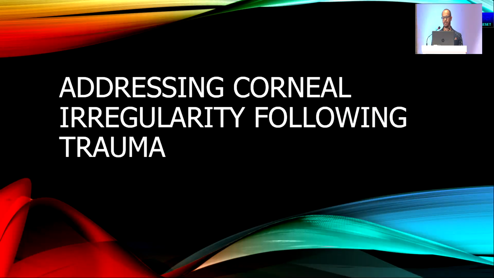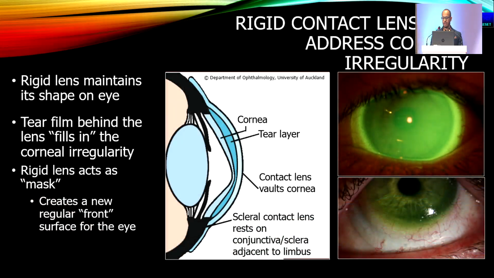So first of all, looking at how we can address corneal irregularity following trauma. This is done with a rigid contact lens, so it's important to understand how this works. So of course, the rigid contact lens maintains its own shape on the eye. The fluid or tear film layer behind the contact lens effectively fills in the irregularity. So the hard contact lens acts as a mask, effectively creating a new front surface for the eye, and hence the eye can function like a normal eye once again.